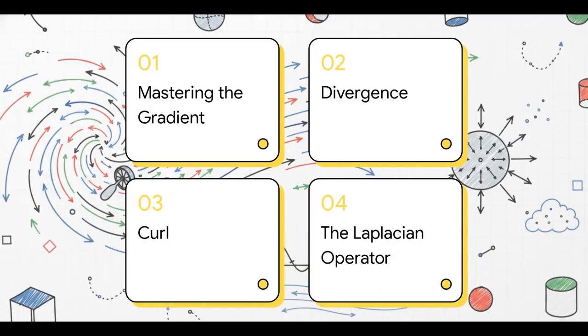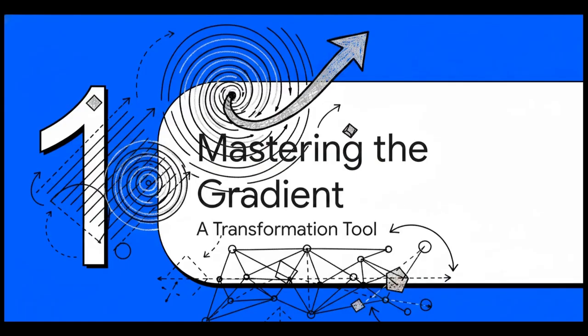Here is our roadmap for today. We'll start with Section 1, Mastering the Gradient. Then we move to Section 2, Divergence, Spread, and Sinks. In Section 3, we'll cover curl, tracking the rotation. And finally, we'll tackle the boss level in Section 4, the Laplacian operator. All right, let's jump right into Section 1, Mastering the Gradient.